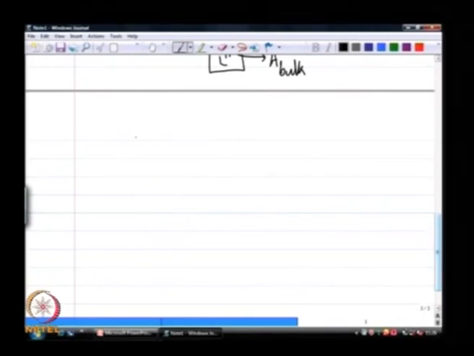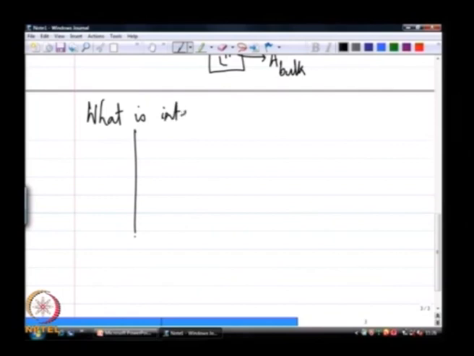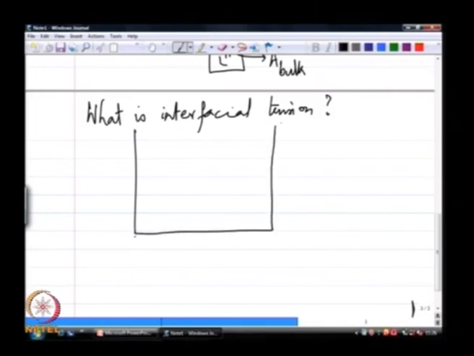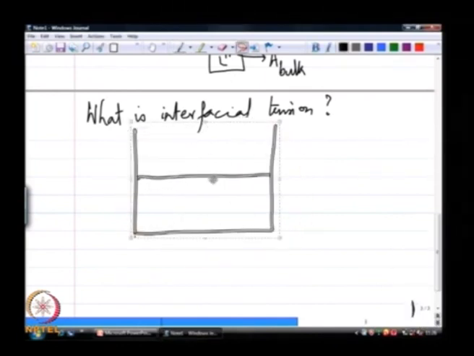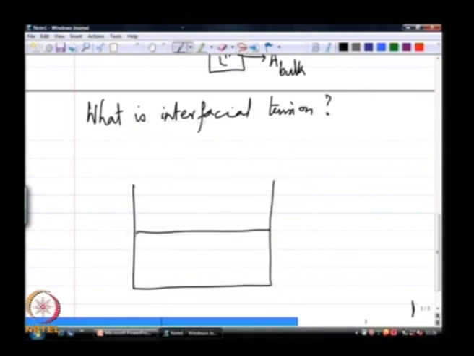Okay. All right. So, imagine for a moment. I will ask the question, what is interfacial tension, commonly known as surface tension? I will take a container of liquid. A corollary to this is, why do liquids stick together, stay together?